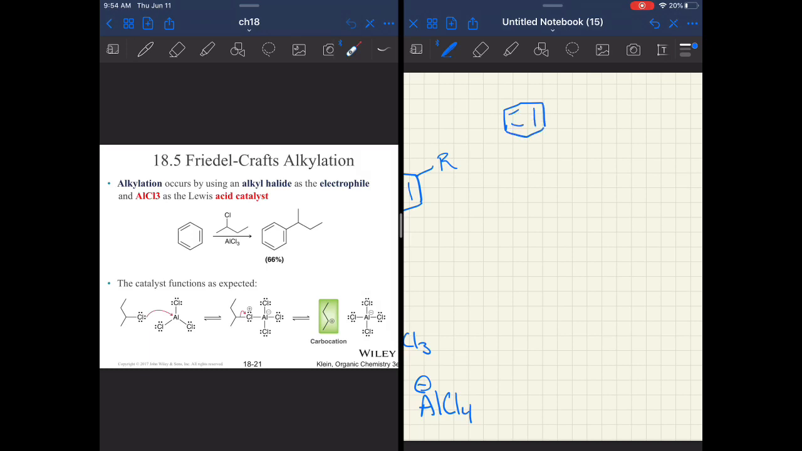So that's what is going to be attacked by your pi electrons. You are going to make your sigma complex. You will have two other resonance structures.